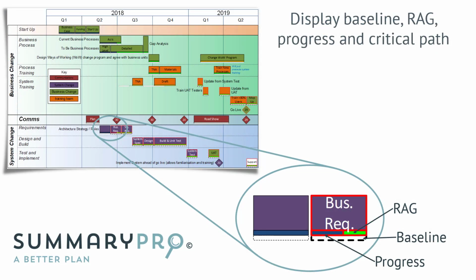Earlier I mentioned the critical yes/no column. This provides the ability to show the critical path as determined by your planning tool. Assuming that you have copied the data across and chosen to display critical path, SummaryPro will then change the outline of the tasks and milestones flagged as critical.